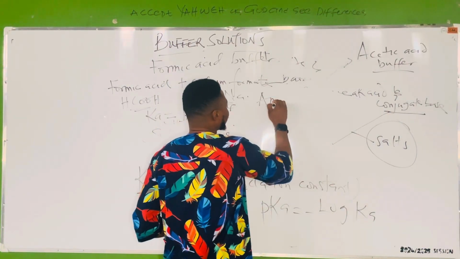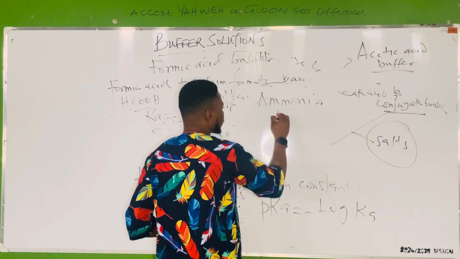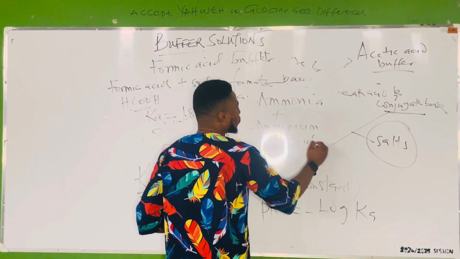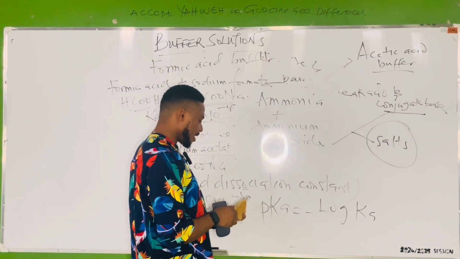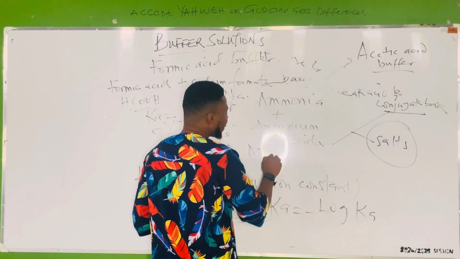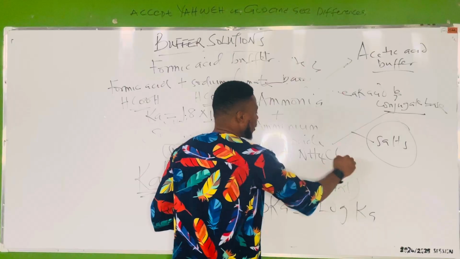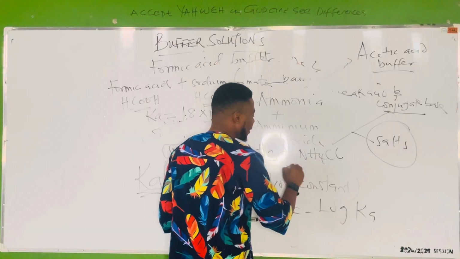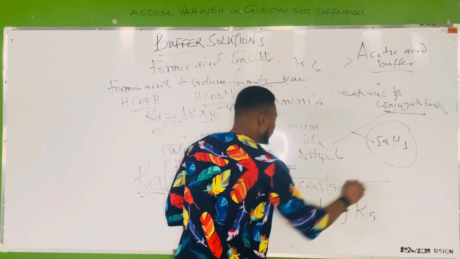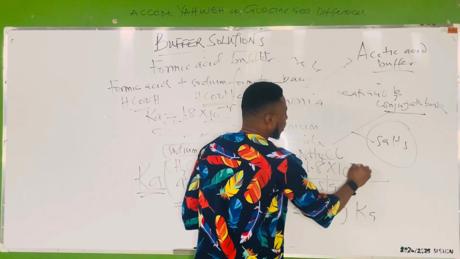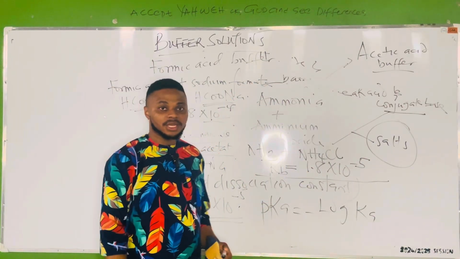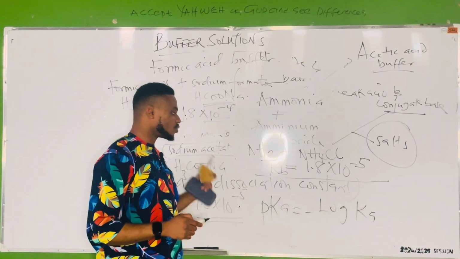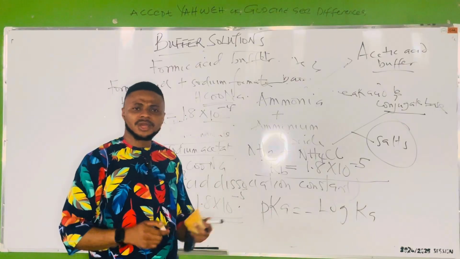When ammonia reacts with ammonium chloride, the ammonia buffer is formed. Ammonia is NH3, so NH3 plus NH4Cl gives you the ammonia buffer, and it's a base buffer, and it has a Kb. This time around, we'll call it Kb. Kb is equal to 1.8 times 10 raised to power minus 5. So the base dissociation constant for the ammonia buffer is the same as the acid dissociation constant for, of course, acetic acid.